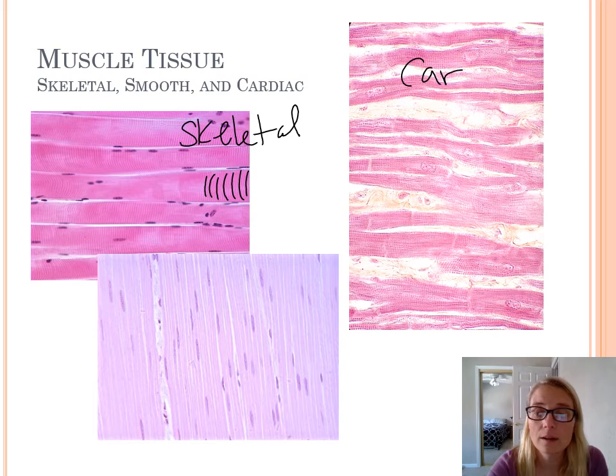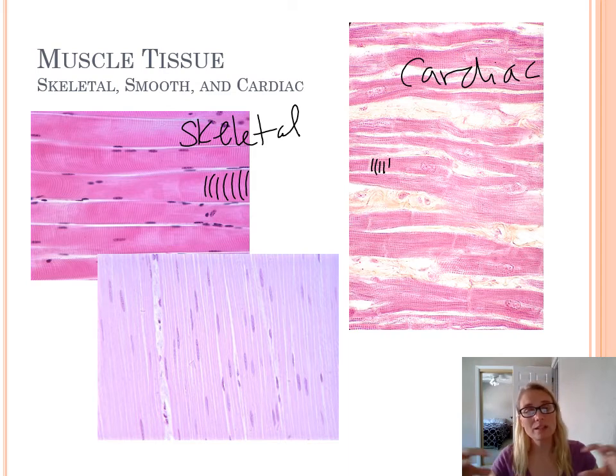Then we have cardiac over here. So cardiac muscle is also striated, so you'll notice it has these little stripes, but it's not quite as long and skinny. It has some branching nature to it.